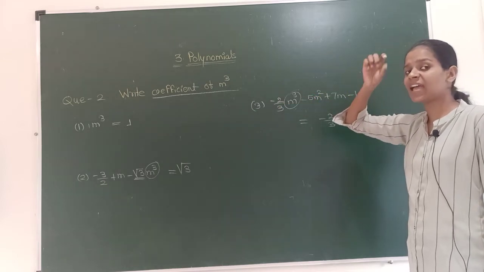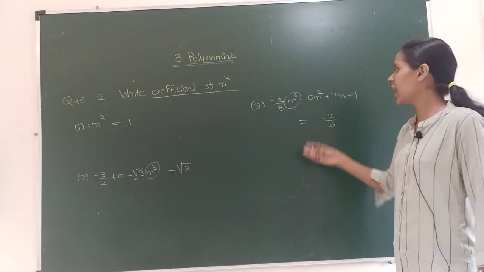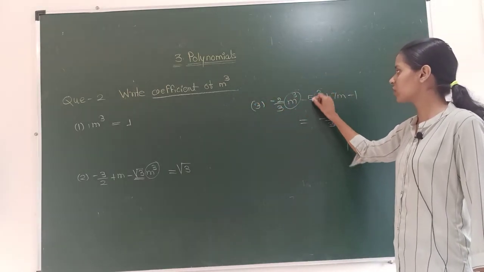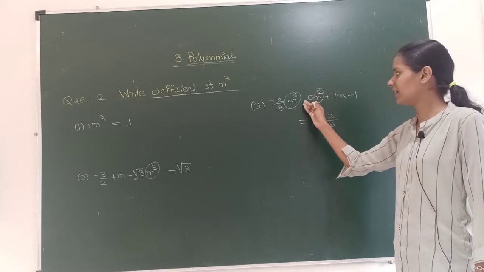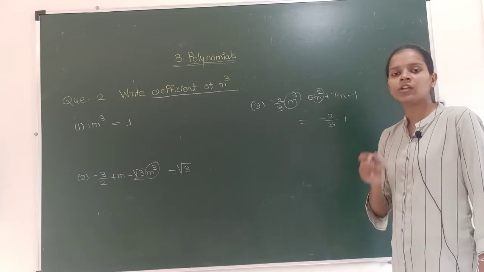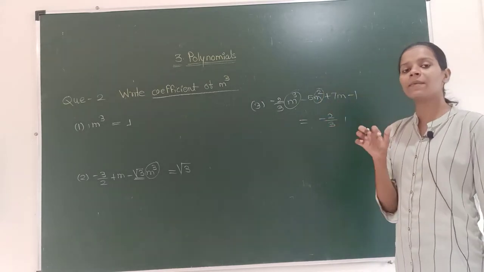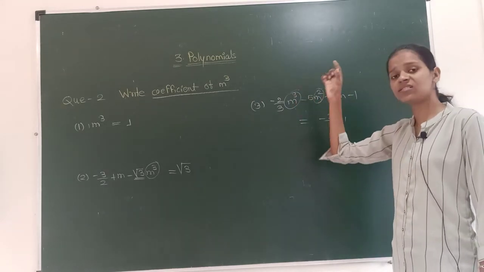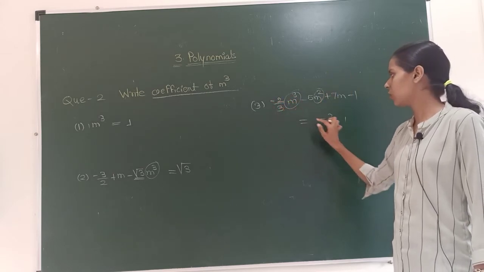Keep in mind, they have asked you the coefficient of m cube, m power 3. They didn't ask you the coefficient of m raised to minus 2. Otherwise, students will write minus 5 along with this. No, you have to just write the coefficient of m cube or m raised to power 3. Then you have to write just that single number only, that is minus 2 upon 3.